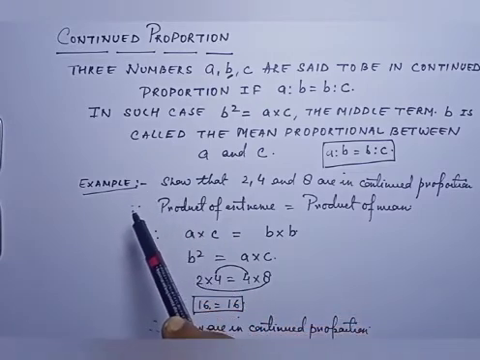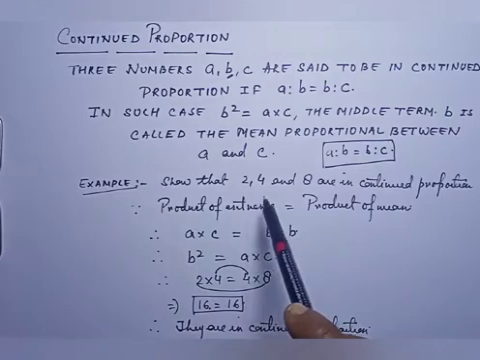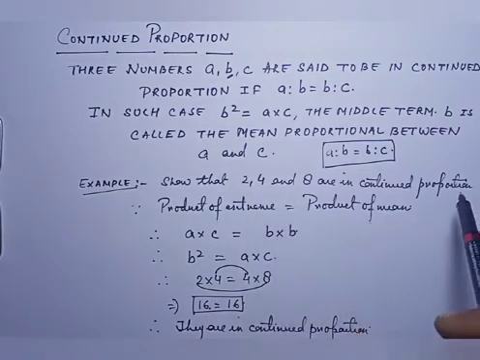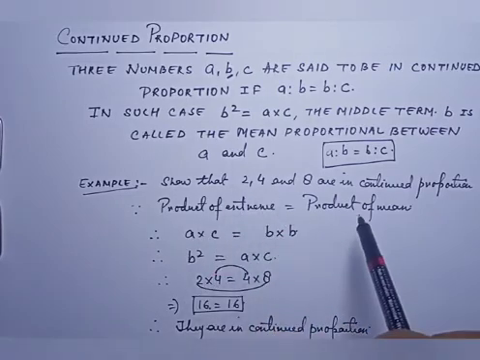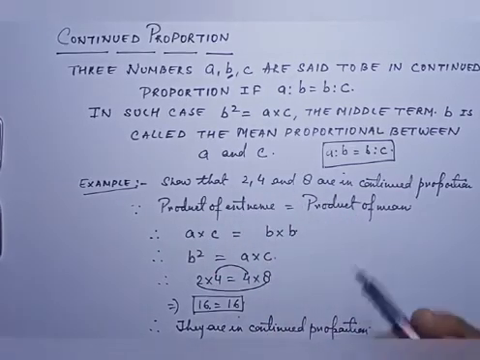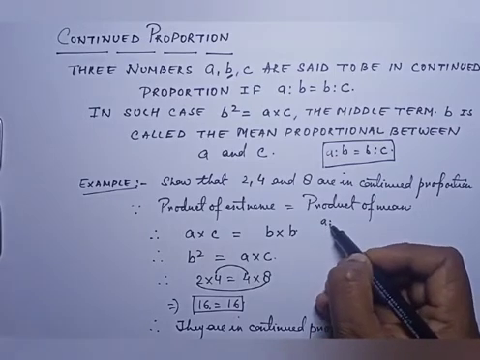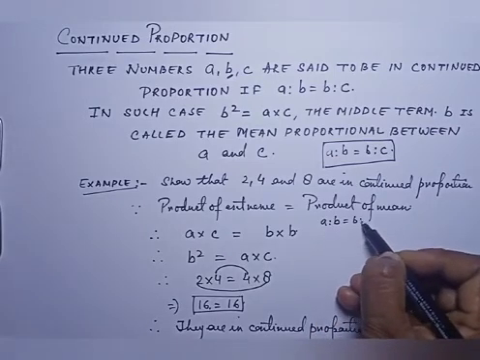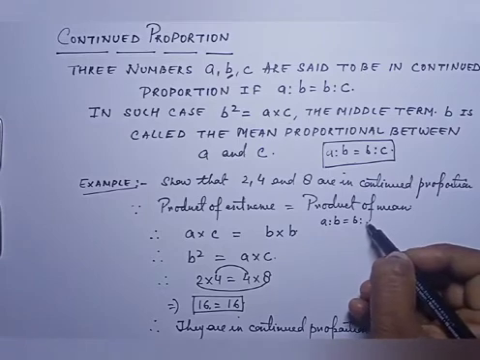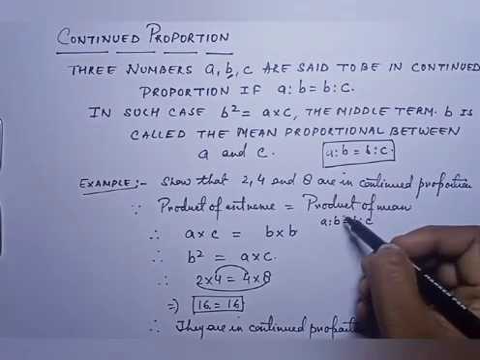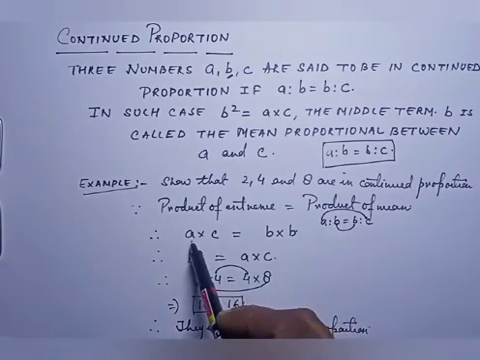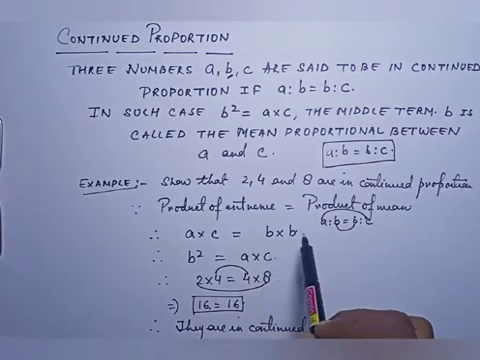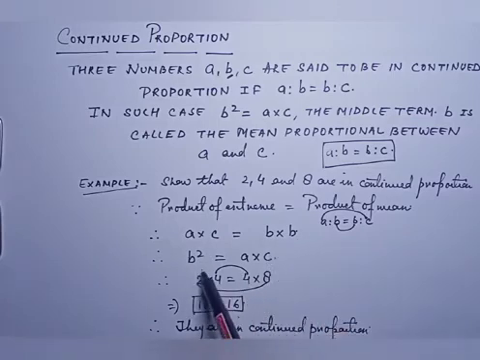Over here I have taken an example. Show that 2, 4 and 8 are in continuate proportion. As we all know, product of extremes is equal to product of means. So it can be written as a is to b is equal to b is to c. Product of means is equal to product of extremes, we all know that. So it can be written as a into c is equal to b into b, or b square is equal to a into c.